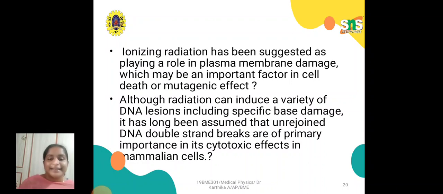Okay, next I have only a few questions. Ionizing radiation has been suggested as playing a role in plasma membrane damage, which may be an important factor in cell death or mutagenic effect. Although radiation can induce a variety of DNA lesions, including specific base damage, it has long been assumed that unrejoined DNA double strand breaks are of primary importance in its cytotoxic effects in mammalian cells.